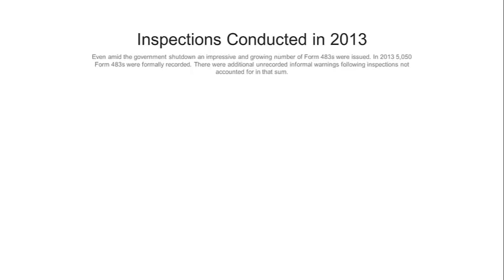And even in this year when we had the government shutdown, there were still 5,050 observations formally recorded. There are some additional observations, as I mentioned at the beginning, where there will be an inspection, but there will be no observations issued. So this number could be closer to 6,000 or 7,000 inspections that are conducted. And again, this was amid the government shutdown, so this was about 2.5, 3 months where the FDA was shut down and not able to conduct these inspections.